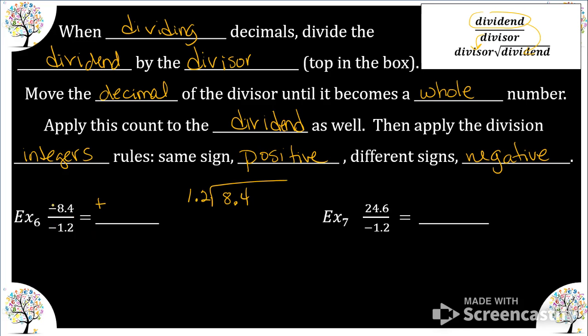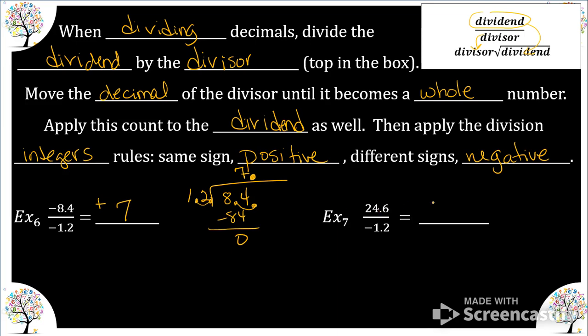I'm not going to worry about my signs because I already know the end result is positive. Now this divisor needs to be a whole number, so I'm going to move the decimal 1 to make it 12, so I have to move it in the dividend as well. So that's going to move over, and our decimal is going to be straight up here now. So it's really 12 divided into 84, and it goes 7 whole times. So our final answer is just positive 7. You do not need to put 0.0.